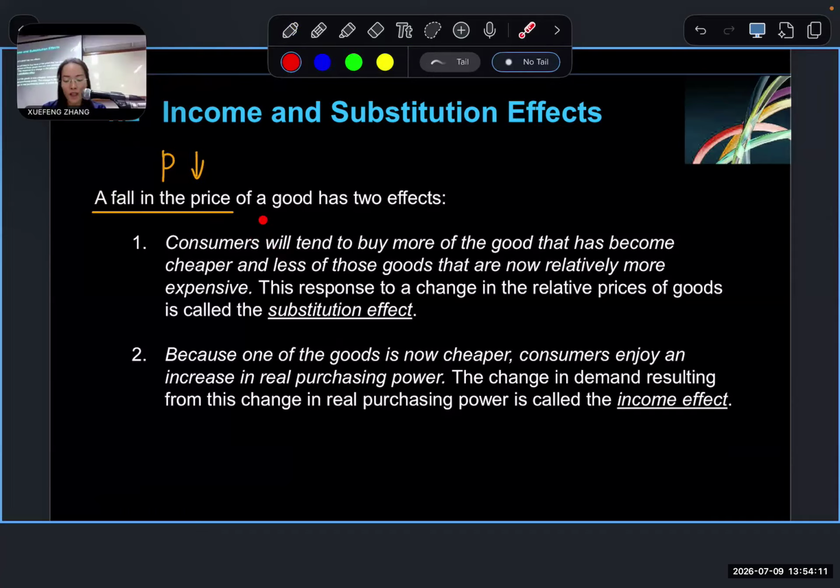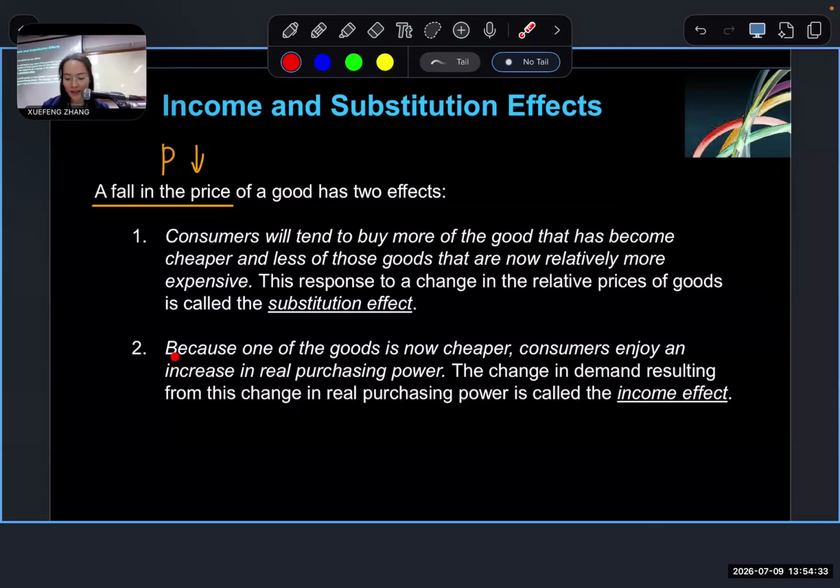A fall in the price of a good has two effects. The first one: consumers will tend to buy more of the good that has become cheaper and less of those goods that are now relatively more expensive. This response to a change in the relative price of goods is called the substitution effect. The second one: because one of the goods is now cheaper, consumers enjoy an increase in real purchasing power of their money. The change in demand resulting from this change in real purchasing power is called the income effect.